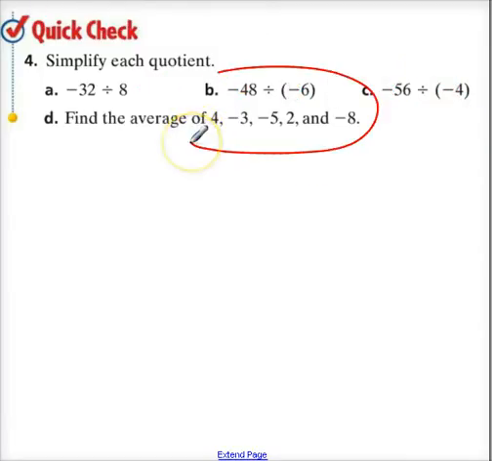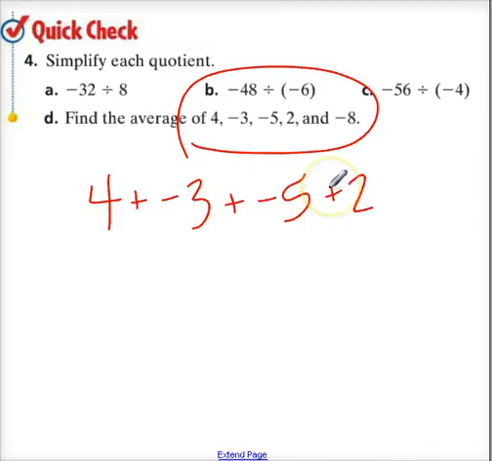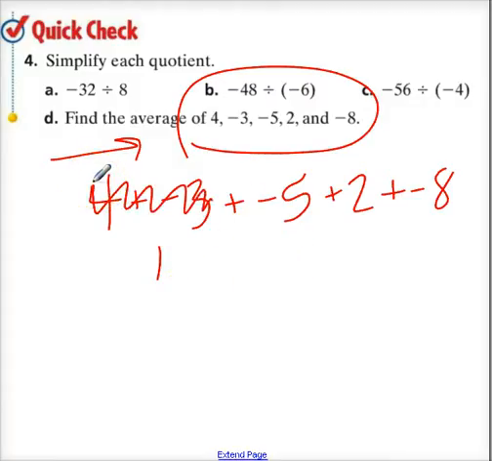Let's find the average of these numbers. So I'm going to add them all up. 4 plus negative 3 plus negative 5 plus 2 plus negative 8. Start left and work your way right. 4 plus negative 3 is 1. So I'm done with those two.